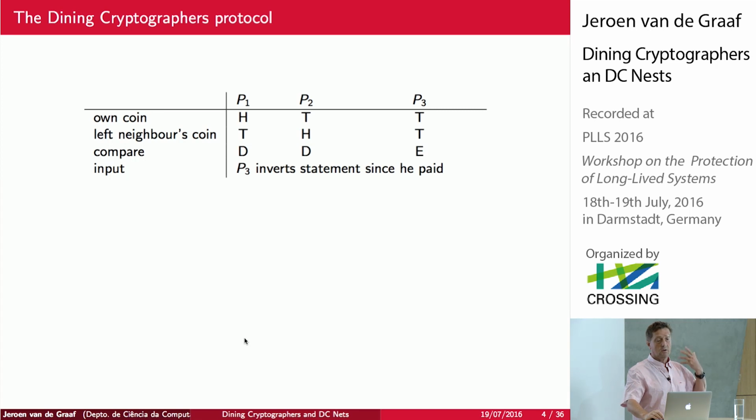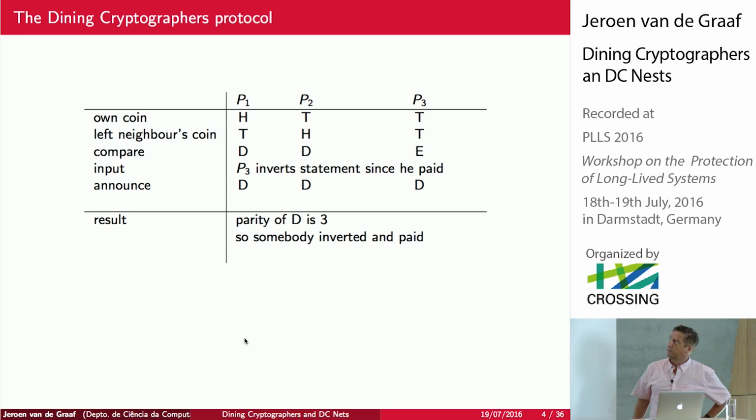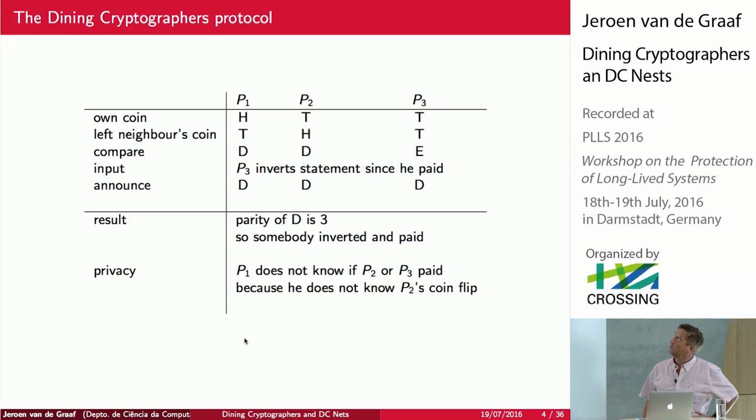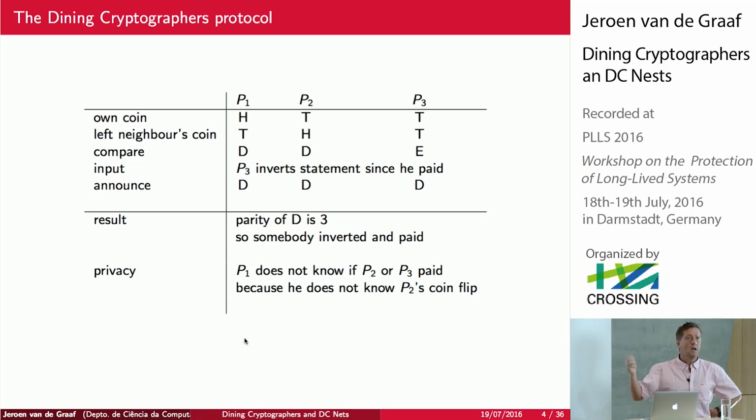And so they're going to say out loud what they see. The result is as follows. In this specific case, the parity of difference is 3. 3 is an odd number, and so that means that one of them inverted their statement and one of them paid. About the privacy: in this case it was P3 who paid. Now, if you sit in the position of P1, P1 cannot decide whether it was P2 or P3 who paid, because there will always be a coin flip that he does not know, and either outcome will be consistent with one of the parties paying. And the same holds for P2 in this case.